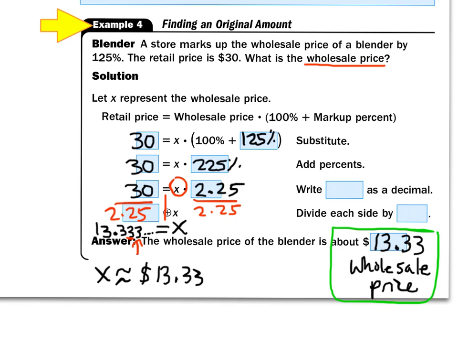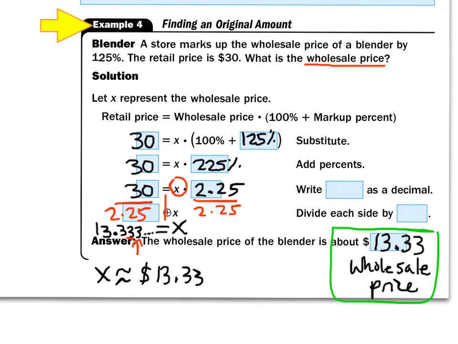So let's solve this using an equation. They want X to represent the wholesale price, what we don't know. So the retail price we know is the wholesale price times 100%, the original, plus the markup percent. Okay, so I know $30 is the retail price equals X, I don't know the wholesale price, times 100% plus 125%. So that's $30 equals X times 225%. And then I just made the percent a decimal by moving the decimal point left 2 places. So I get X times 2.25 equals 30.